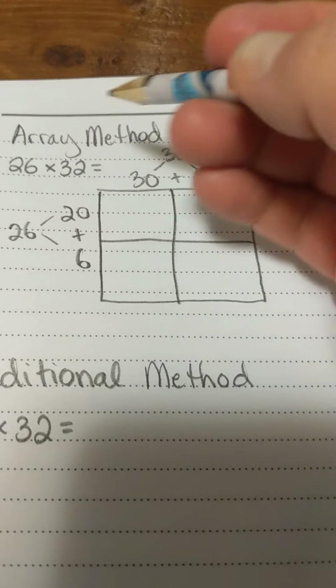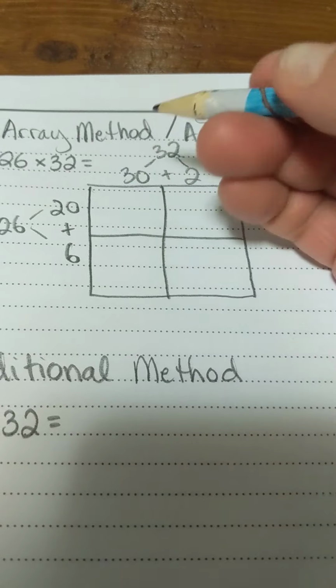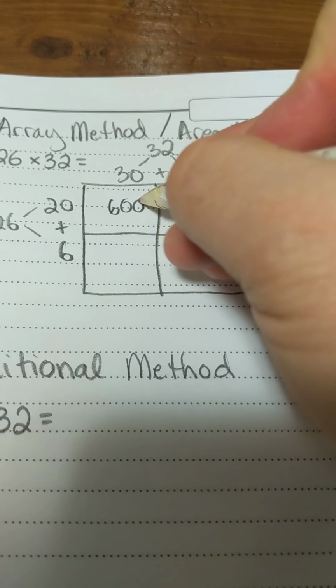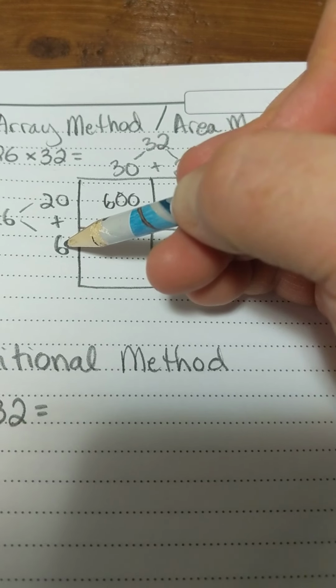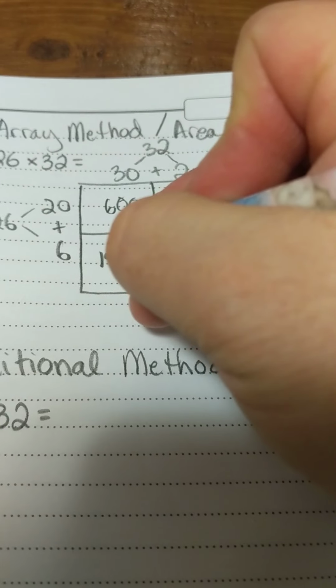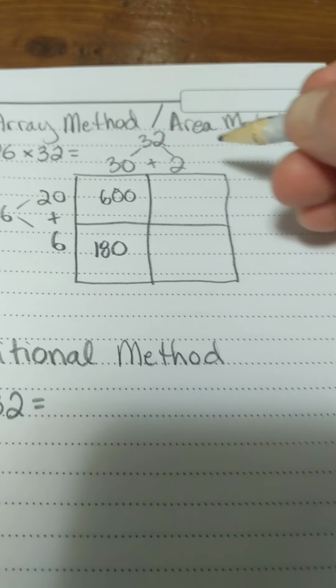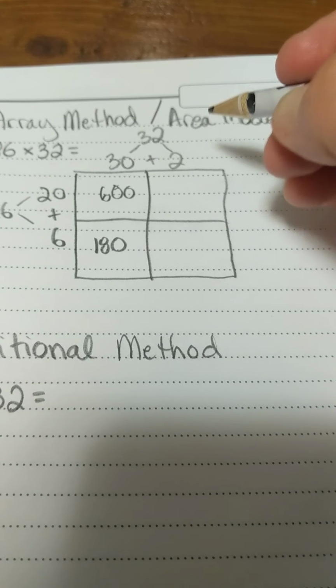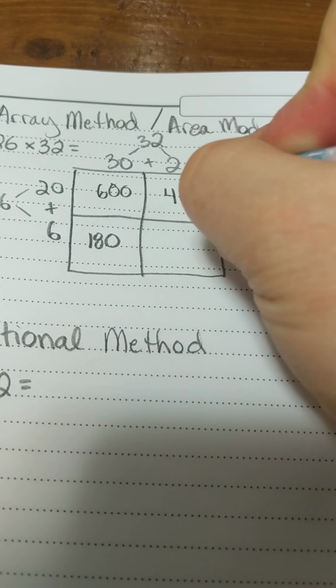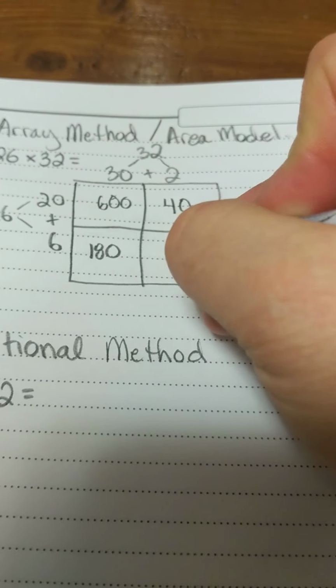the numbers. So 20 times 30, well, I know that 2 times 3 is 6, and then I can see I have 2 zeros to add there, so I'm going to add those on. And then I'm going to multiply 6 times 30. Well, 6 times 3 is 18. Then I'm going to add a 0 on there. 20 times 2 is, well, 2 times 2 is 4, and I'm going to add a 0. And 6 times 2 is 12.